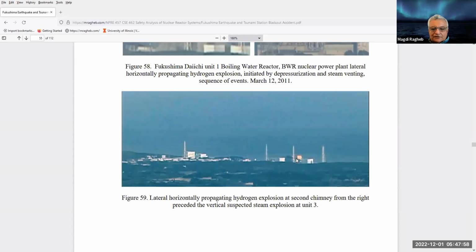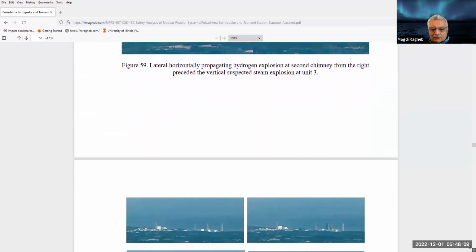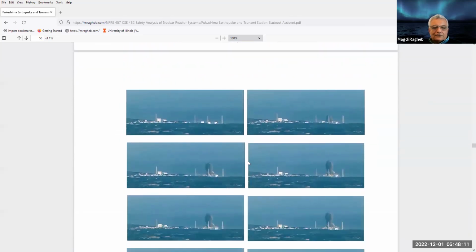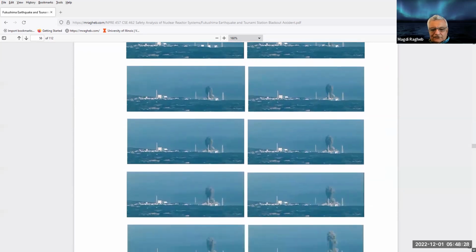Another explosion here is shown in unit number 3. However, unit number 3 is suspected to be a steam explosion. Let us look at the video here. It is not an explosion that happened horizontally. These are pictures of it. You could see that it happened higher than the stacks, all the way up to the sky here, and it went up really vertically to a great extent.